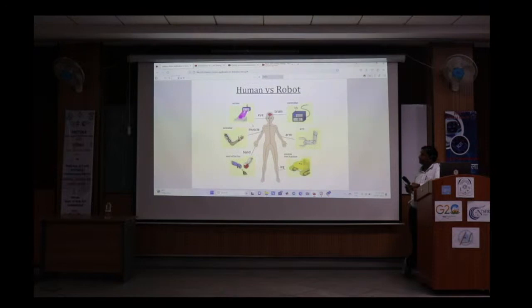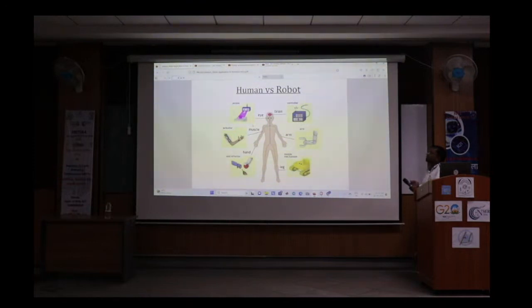So there's a very simple comparison. You might have seen it earlier also, maybe in this program also. Someone else might have shown it. Here, if you look at it, it's very simple to understand. We want to imitate a human being by making a robot. So if you want to make a human being, it should resemble all those things that a human being has.